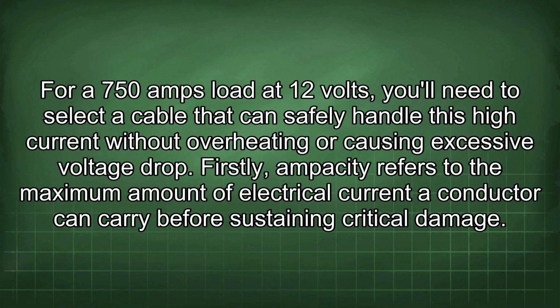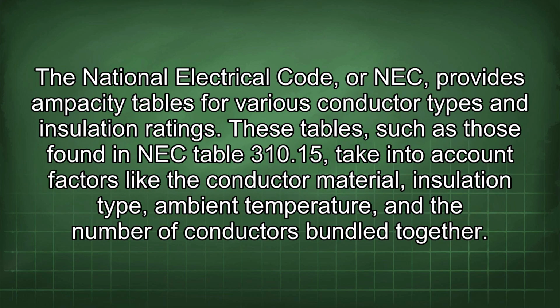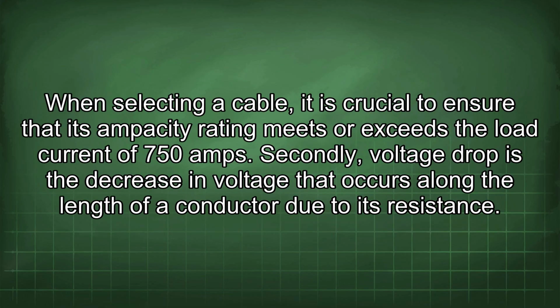Firstly, ampacity refers to the maximum amount of electrical current a conductor can carry before sustaining critical damage. The National Electrical Code, or NEC, provides ampacity tables for various conductor types and insulation ratings. These tables, such as those found in NEC Table 310.15, take into account factors like the conductor material, insulation type, ambient temperature, and the number of conductors bundled together.